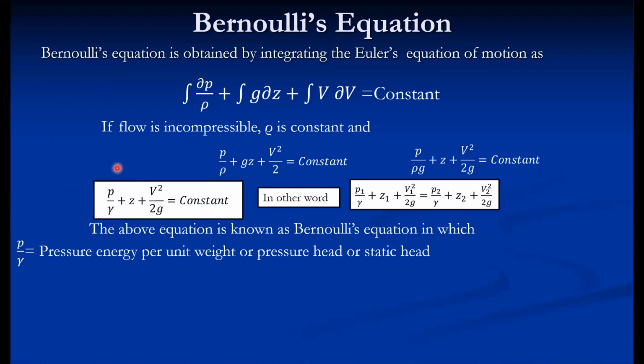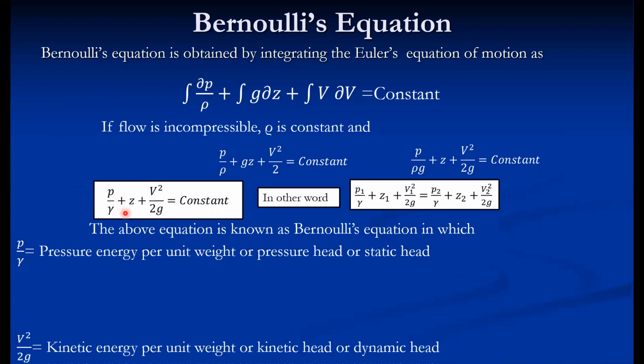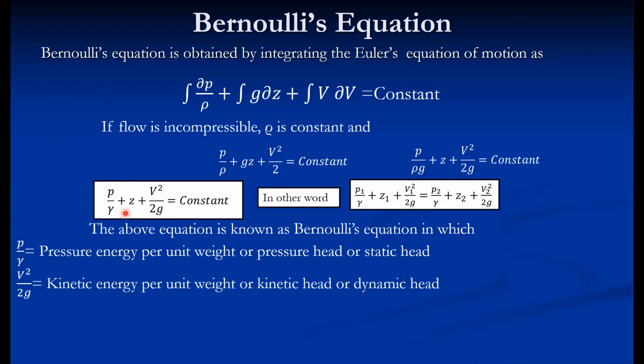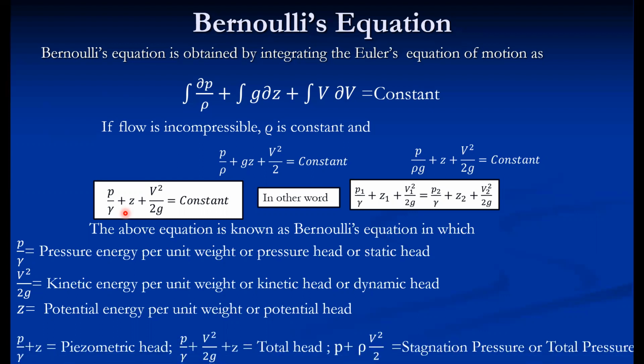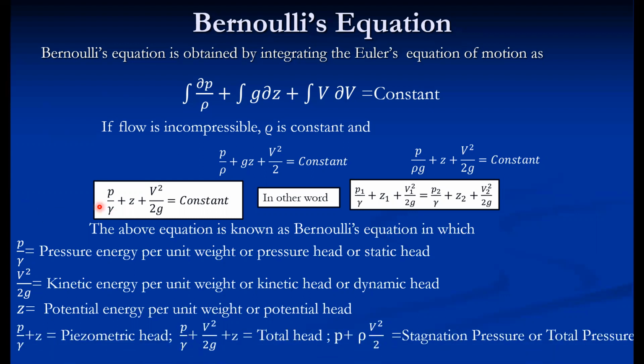So P by gamma is pressure energy per unit weight, or pressure head or static head. V square by 2g is kinetic energy per unit weight, or kinetic head or dynamic head. Z is potential energy per unit weight, or potential head. There are also some commonly used combinations: P by gamma plus Z is called the piezometric head. Then the addition of all heads is called the total head.